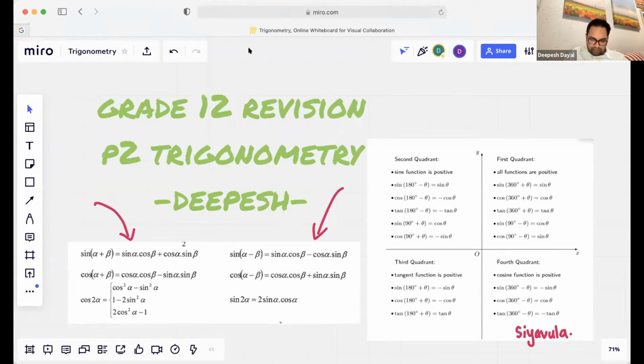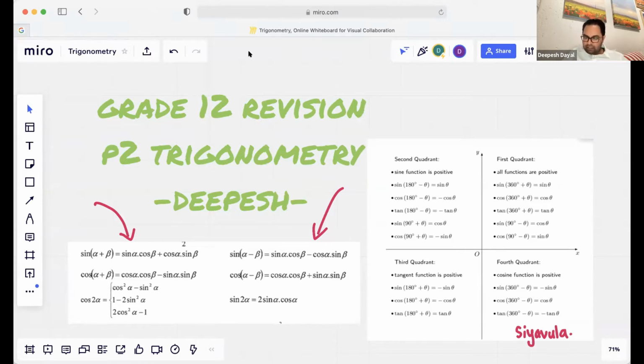Let's look at some of the rules. We've got these rules here first, which is sine(A + B) and cos(A + B). What do we call those rules? They are called the compound angle formulas. Is that right? Yes, some of you in the chat saying, yes, it's compound angle. Thank you. And then we've got the 2 alpha, which is the double angle formula. So we've got sine 2 alpha and we've got cos 2 alpha. So that is your double angle.